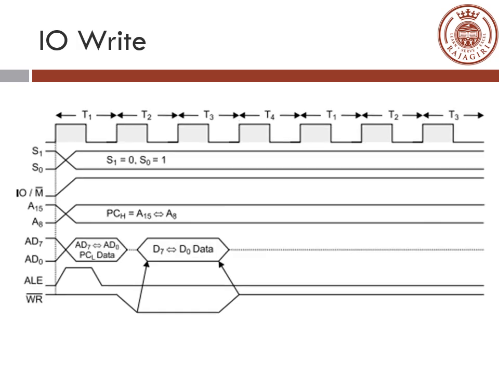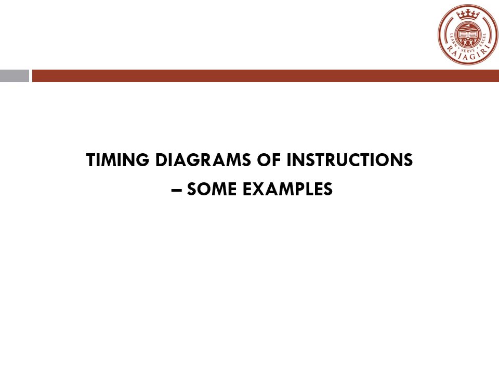Coming to the IO write signal, the same option. Instead of the read signal, you will be activating the write signal. Okay, so this is all about the different memory and IO operations. Now we will see an example for the timing diagram of instructions.